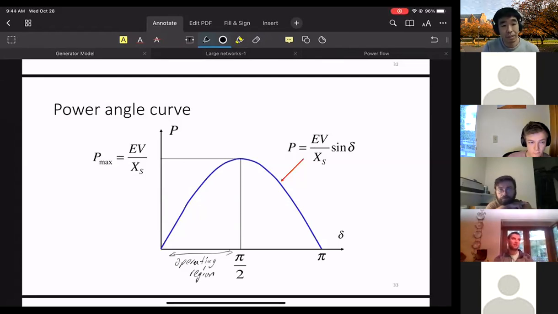But if you look at this equation, P equals E V over XS times sine delta, what are the ways that I can increase the maximum power transfer? Let's say I have a very large generator, and I'm not limited by the fuel I have. I have a large steam generator, I can pump in more mechanical power. But let's say I'm limited by this stability condition, by this angle condition. Now I want to squeeze more out of this generator. How do I do that?